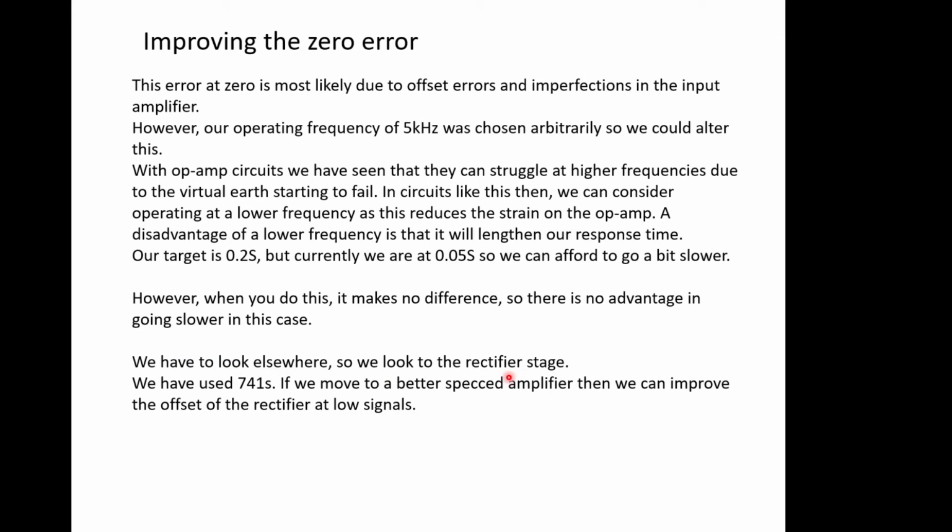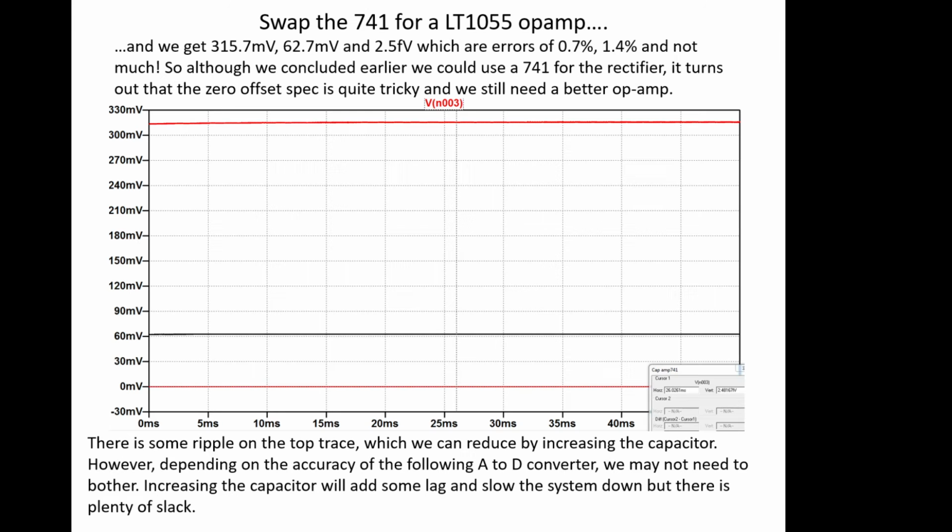Let's look elsewhere. So we look to the rectifier stage. We've used 741s. Maybe if we move to a better spec amplifier, we can improve matters. We sort of said we were okay with 741s earlier, but now we've got these new problems. Perhaps we have to go back. So we swapped the 741 for a different op amp. And you can pick anything you like really. There are over 3,000 op amps in the catalogue, so you've just got to know what it is you're looking for.